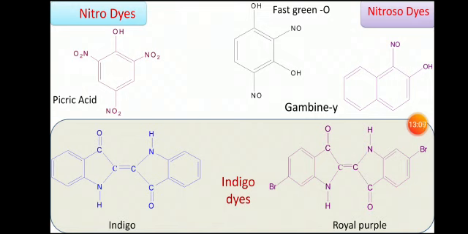Then indigo dyes. Indigo dyes have C double bond O and C double bond C as a chromophore, and NH as an oxochrome. Now you can see two structures here. Both are the same, but in royal purple there are two bromine groups attached to the benzene rings. Due to the presence of bromine, this indigo, which is blue in color, becomes purple in color. So you see, there is a relation between the structure and the color of a compound. As the structure changes, the color also changes.